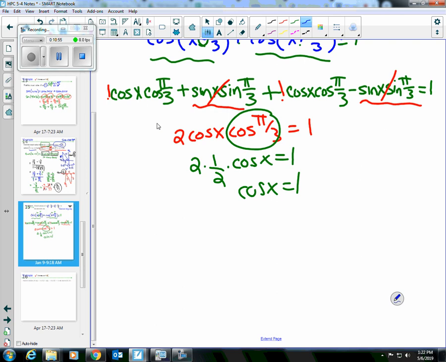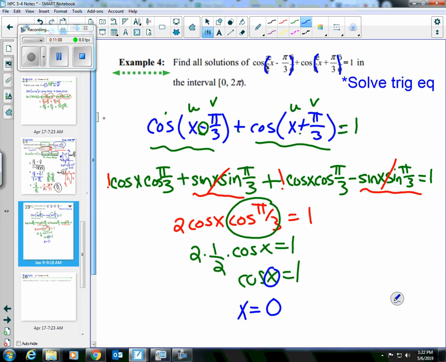All right, so when is cosine 1 for what angle measurement? What value of x? Do the inverse on each side. So inverse cosine of 1, when is cosine 1? Well, that happens at 0. Doesn't happen again until 2 pi. So let's take a look at our domain. It's 0 to 2 pi, but 2 pi is not included. So the only value that we need is the angle 0.